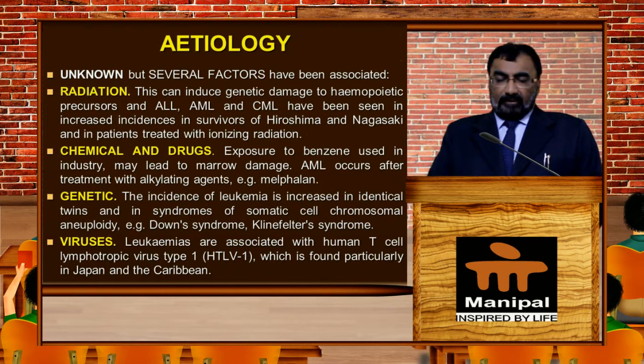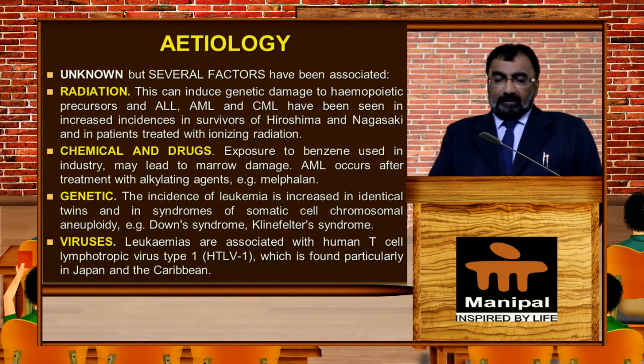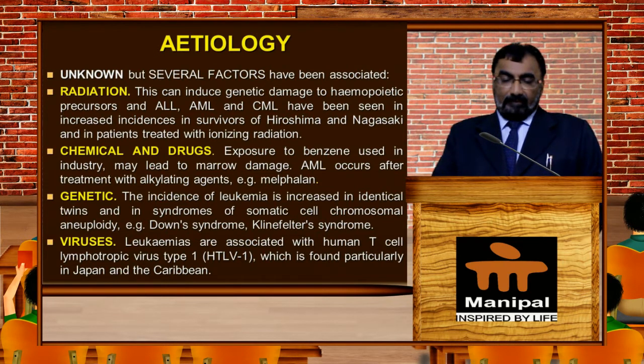Drugs and chemicals have also been attributed to the onset of leukemias; the benzene industry may lead to marrow changes. Acute myeloid leukemia occurs after treatment with alkylating agents, that is melphalan. The genetic incidence of leukemias is increased in identical twins and in syndromes of somatic cell chromosome aneuploidy, that is Down syndrome or Klinefelter syndrome.